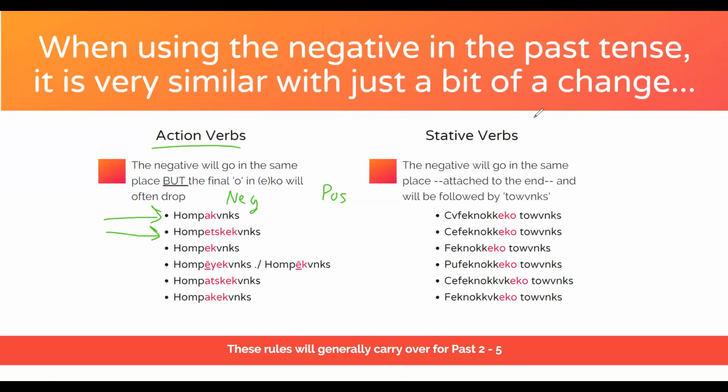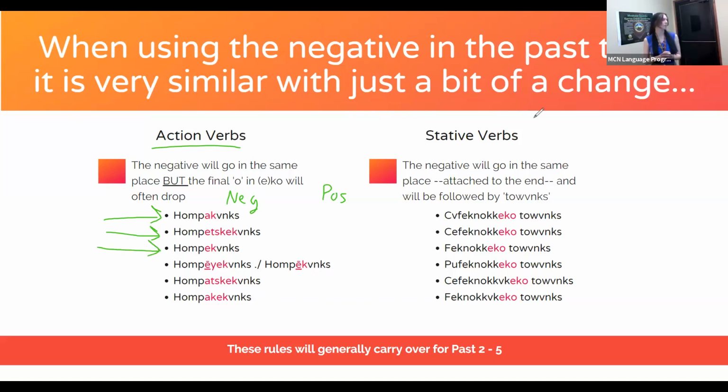Okay, let's do this one. Negative, positive, negative. Negative first, hombitskygunks. Nice. The positive, hombitsgunks. Nice. And now the negative one more time, I did not eat, hombitskygunks. Nice. Let's do the third person one. Negative, hombegunks. Nice. Positive is hombeunks. Nice. And negative, hombegunks. Nice.